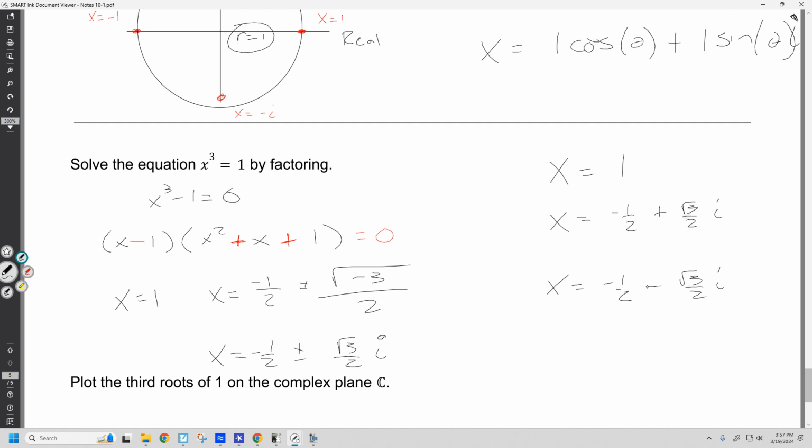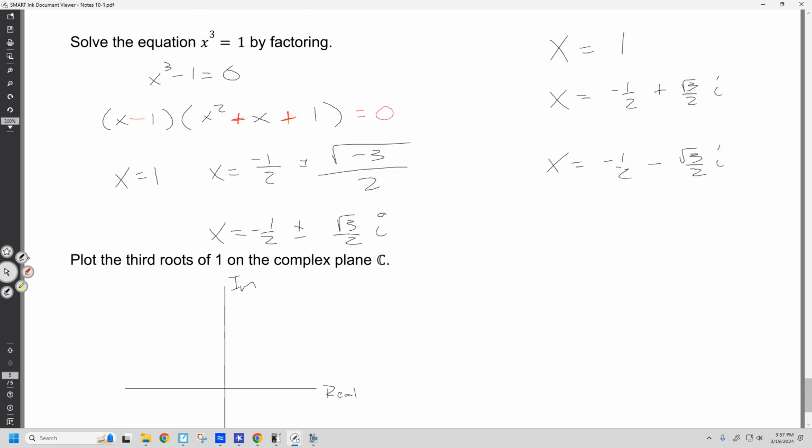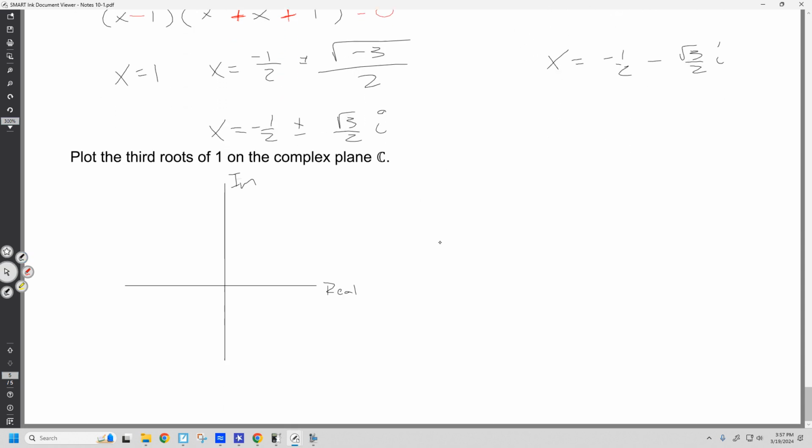Now, let's graph these on the complex plane that has real parts and imaginary parts. Where is our first solution, 1? Please graph your first solution 1 on the complex plane. There is x equals 1.